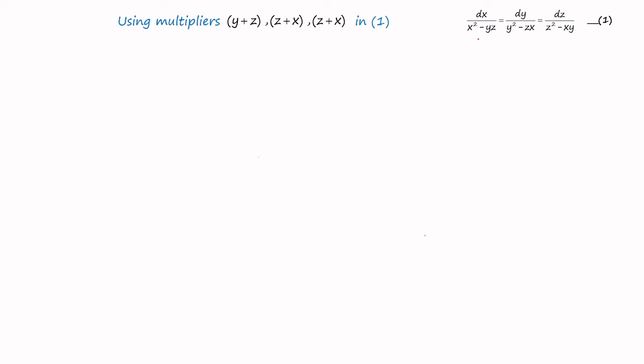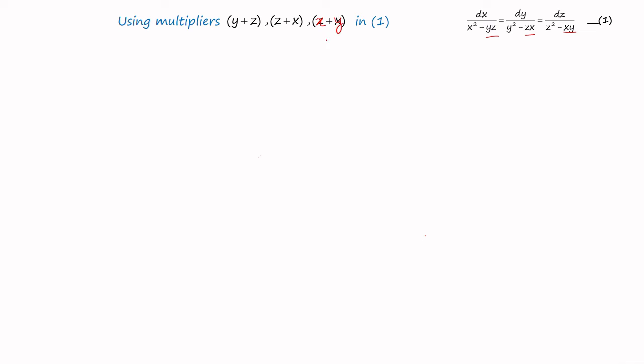So from this we have to find another independent solution. For that, you have to get the multipliers very easily. For dx you use y plus z, from dy you use z plus x, and from dz you use the multipliers x plus y.